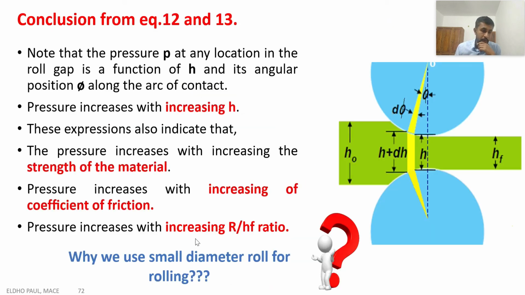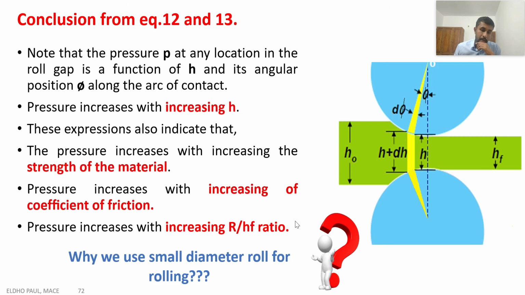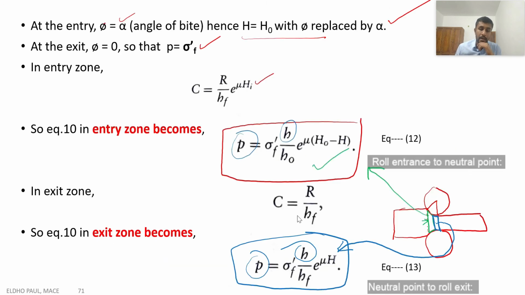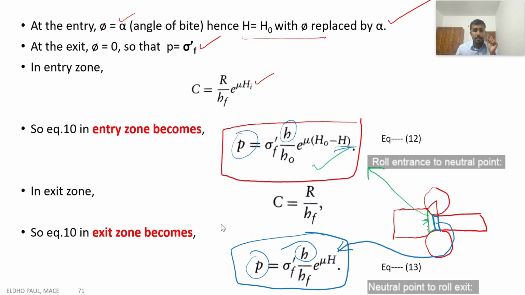First, note that the pressure at any location in the roll gap is a function of h, at any point, and the angular position phi along the arc of contact. This is also a function of phi. Here we cannot see phi, but in the equation for h we have a phi. So this p value, that means during the rolling process there will be some pressure.